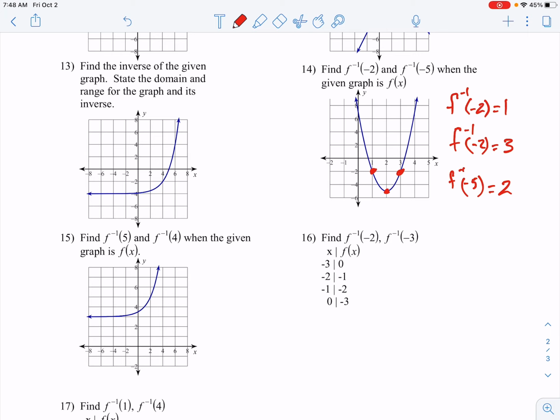All right? So down here on the table, we can do the same thing. F inverse of negative 2, that's right here. It is mapped to negative 1. F inverse of negative 3 is equal to 0, right? F inverse is going to go back there to 0.